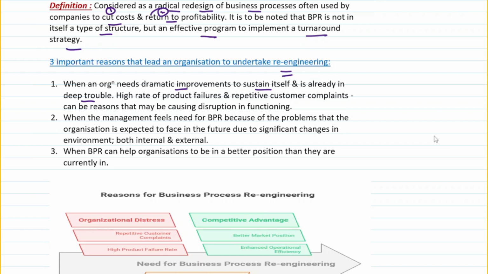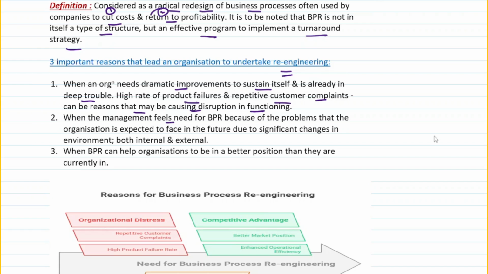Second, a high rate of product failures and repetitive customer complaints can cause disruption in functioning. So what are the 2 main reasons for disruption in functioning? One is there may be a high rate of product failures, that means their products are not doing well, and the other is repetitive customer complaints. Because of these 2 reasons, you may require re-engineering.